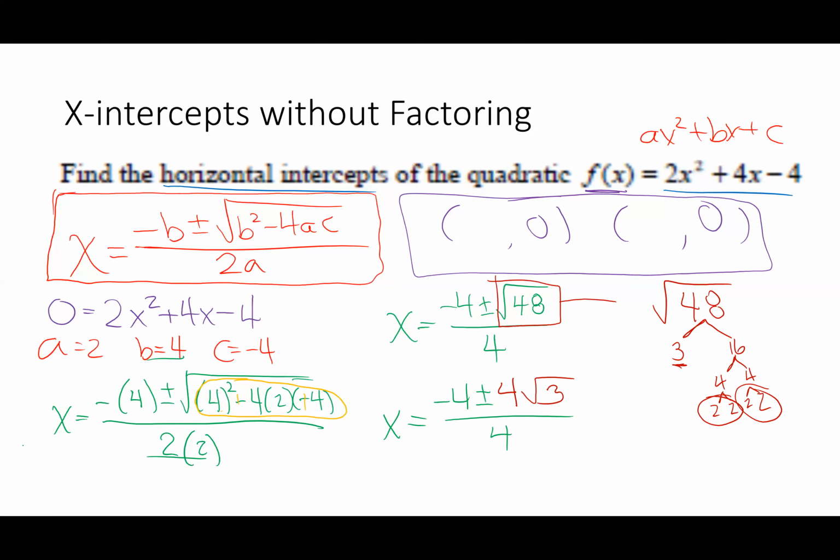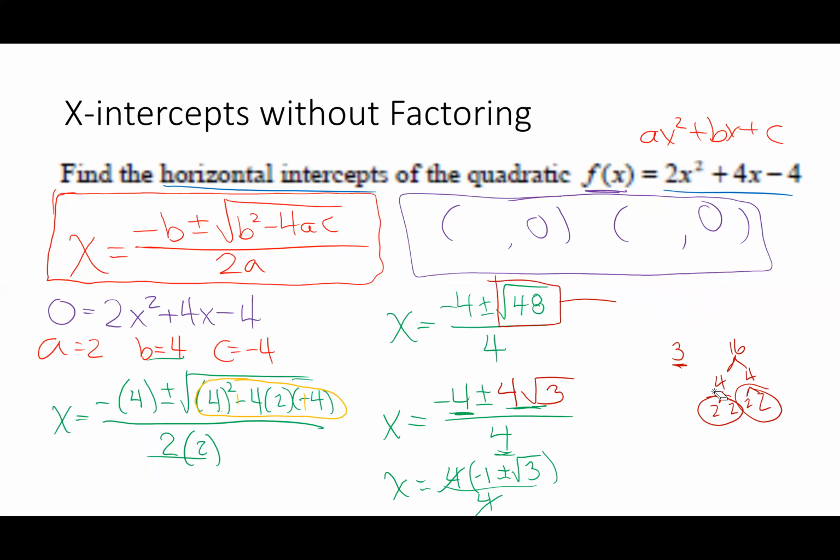Now, what I'm going to do next is the process of cleaning up our solution. So I see these 4s, I look at the numerator and I look for a greatest common factor to see if I can reduce the denominator. They both have a 4 in common, so I'm going to factor out the 4. And I get negative 1 plus or minus the square root of 3 over 4. These 4s cancel. That's tremendous.